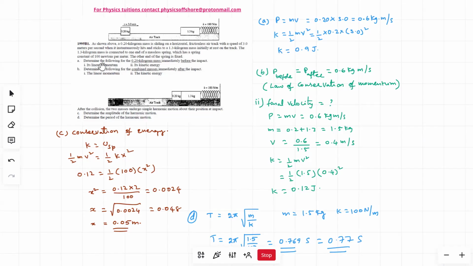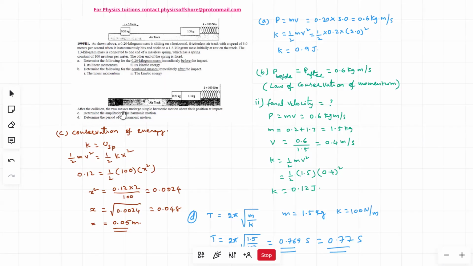A. Determine the following for the 0.2 kilogram mass immediately before the impact. First bit, its linear momentum. Second bit, its kinetic energy. B bit. Determine the following for the combined masses immediately after the impact. First bit, the linear momentum. Second bit, the kinetic energy.